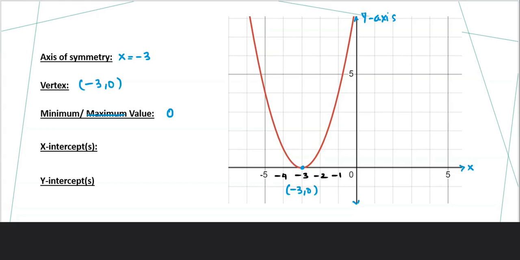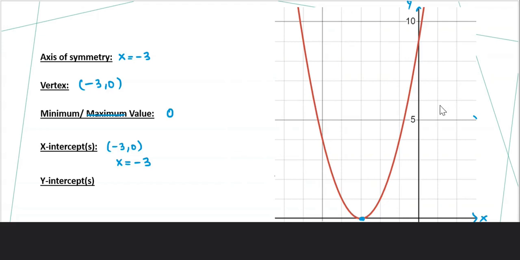Now let's talk about the x-intercept. Here you see this curve intersects the x-axis only at one point. So the x-intercept is -3, 0. Or you can write x equal -3. Yes, it is possible that you get only one value of x-intercept.